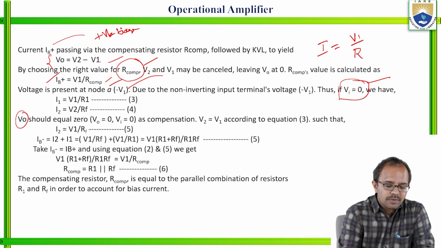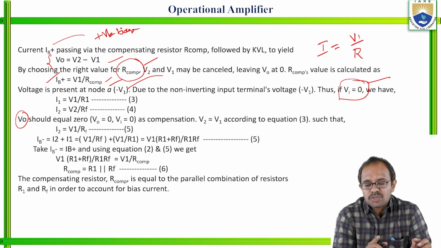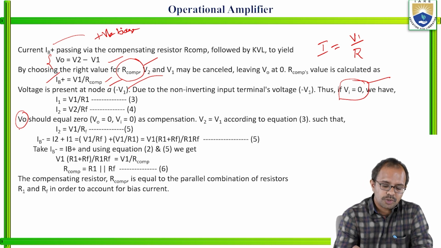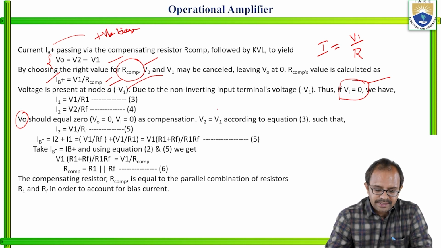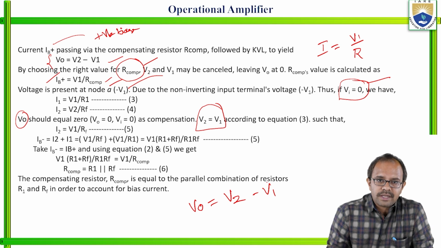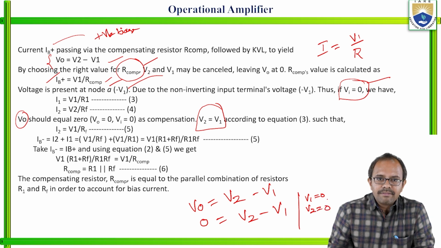So because we said V0 equals V2 minus V1, V2 is already at earth or ground, and in the very beginning V1 we said it is 0. So in that situation, the output voltage V0 should be 0, right? So what we can say here is that V2 follows V1, because V0 is equal to V2 minus V1, right? And V0 is also 0 because both V2 and V1 are at 0. V1 equal to 0 and V2 equal to 0.